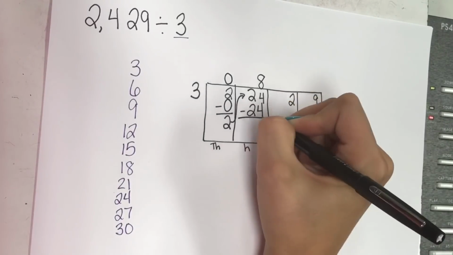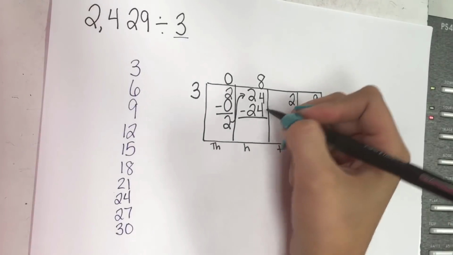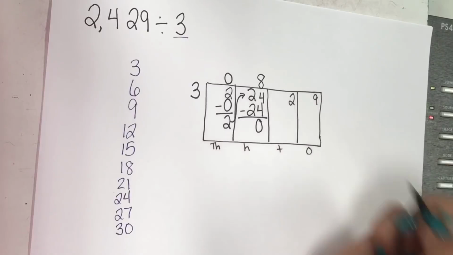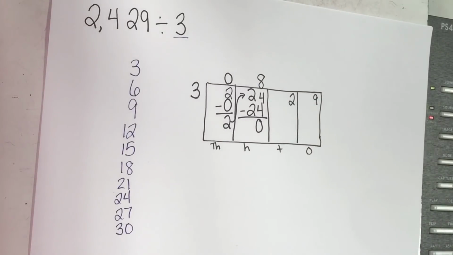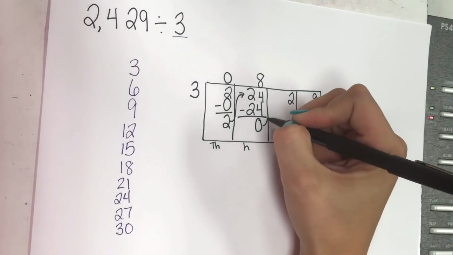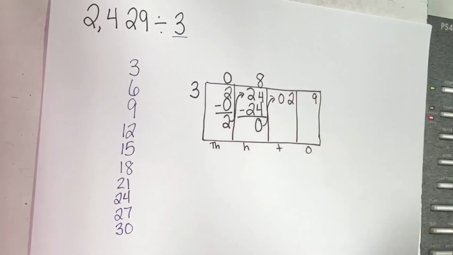3 times 8 is what? 24. So how many did I use? 24. How many do I have left over? 0. I have none left. So how many hundreds can I break apart and put in tens? 0. I have none to bring over. There's nothing left for me to bring over. I've used all of them.